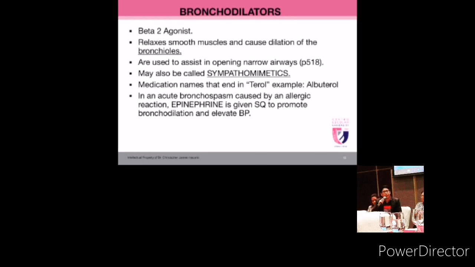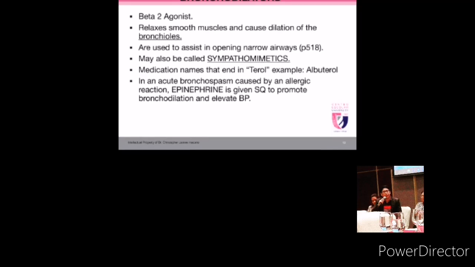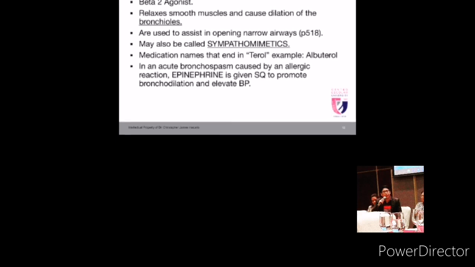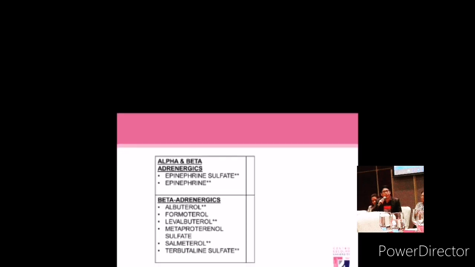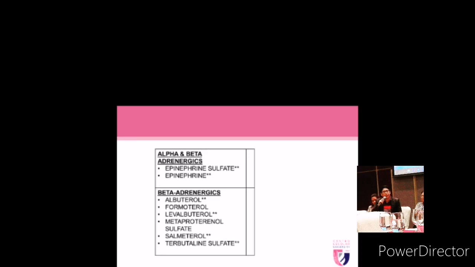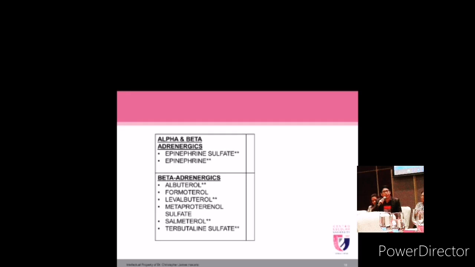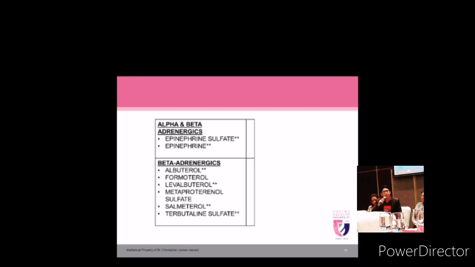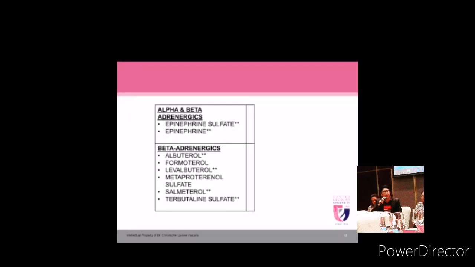These are used to assist in opening narrow airways. It may also be called your sympathomimetics from the word itself, sympa. Sounds like sympathetic nervous system. Medication names that end in terol. Example, albuterol. In an acute bronchospasm caused by an allergic reaction, epinephrine is given sub-Q to promote bronchodilation and elevate BP.